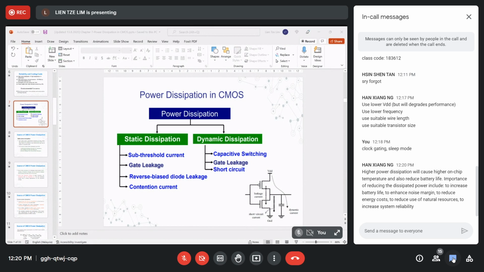The importance of reducing the dissipated power includes to increase battery life, to enhance noise margin, to reduce energy costs, to reduce use of natural resources, and to increase system durability. Yes, so all these are the answers for question 5.